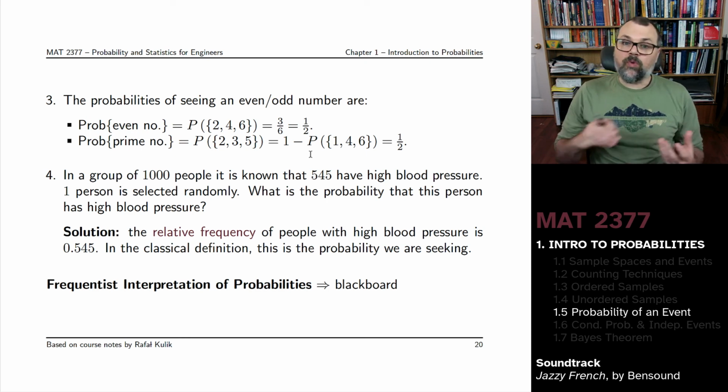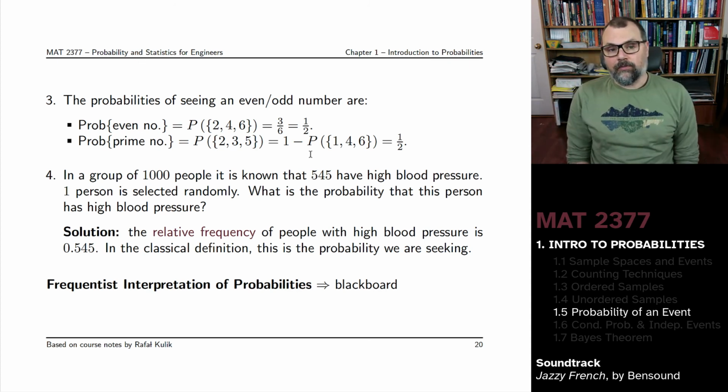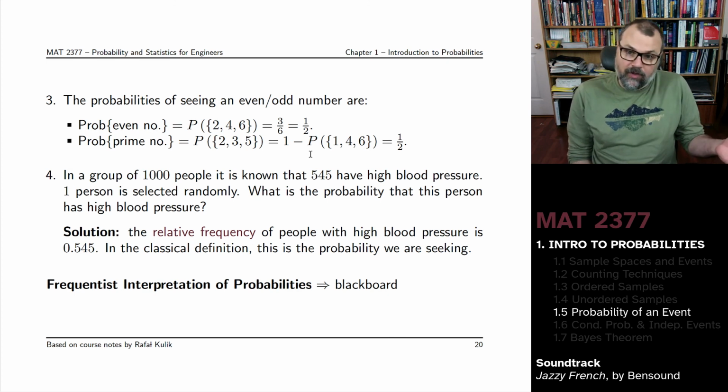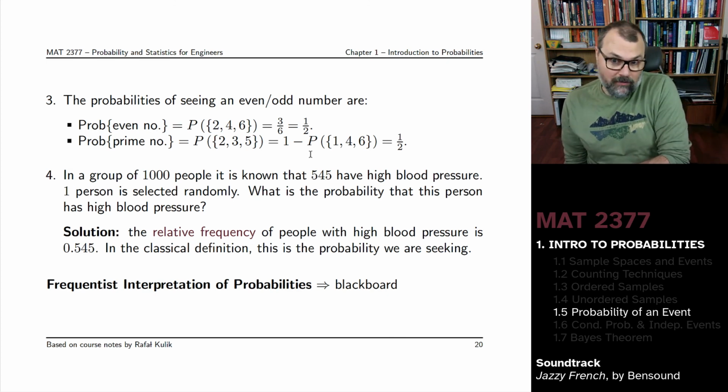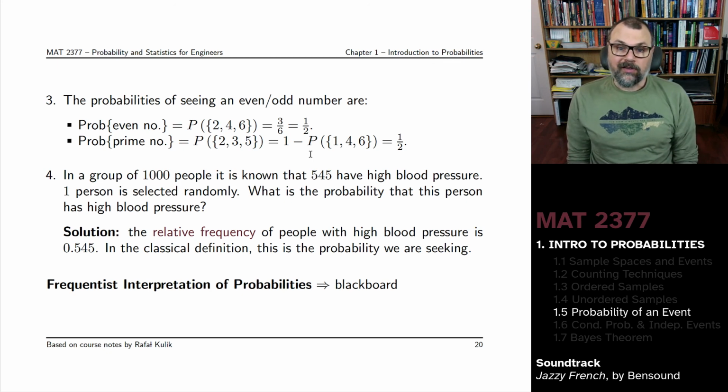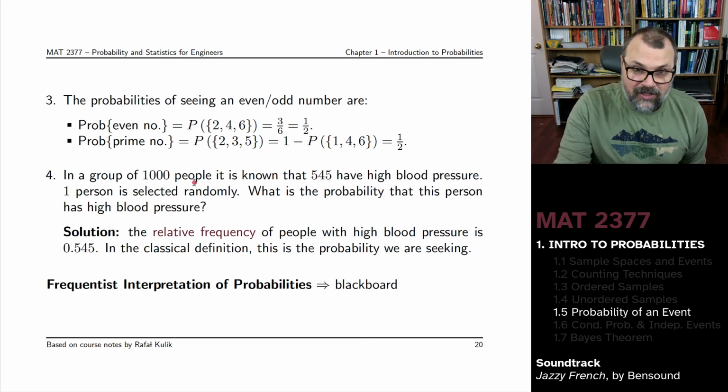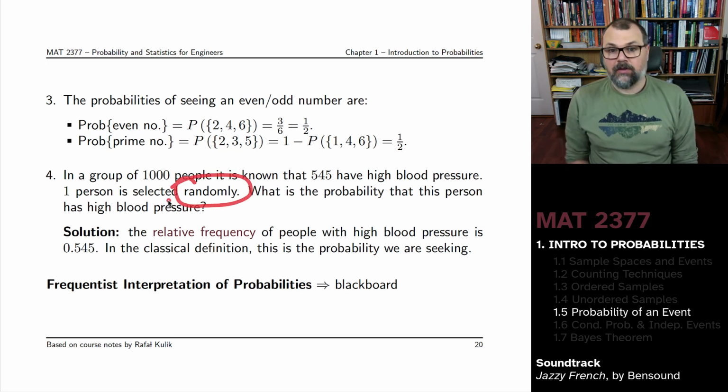You don't know which one of the 1,000 people you've selected. You just picked one of them. It could have been one person from the high blood pressure group, or one not from the high blood pressure group. There's 545 that have high blood pressure, there's going to be 455 that do not have high blood pressure. And if you select randomly, and of course here, all of the magic is in the word randomly, then there's a 54.5% chance that the person you selected has high blood pressure.